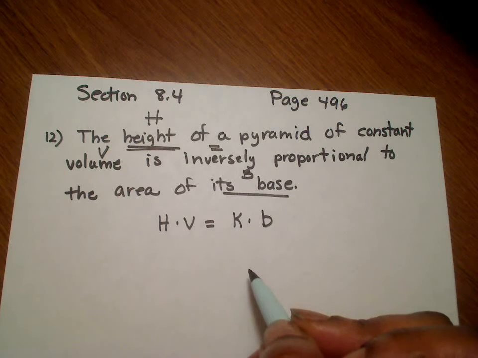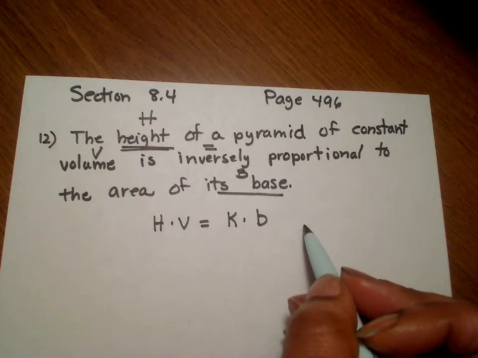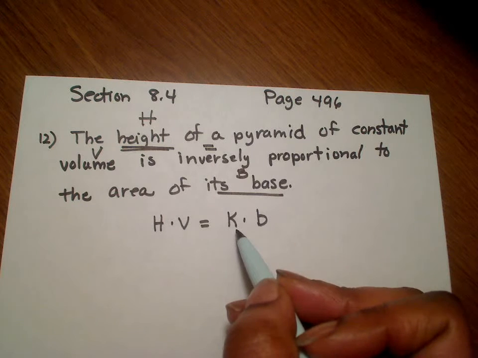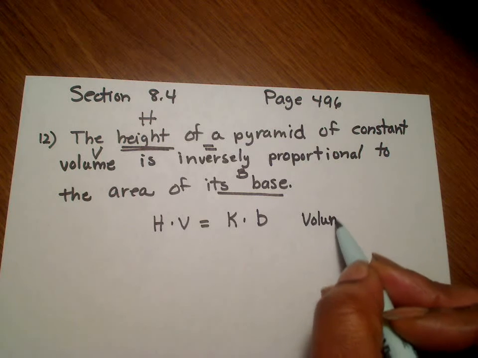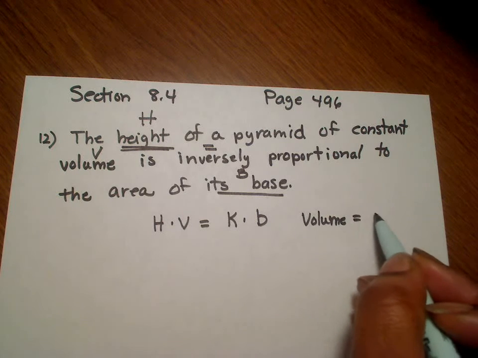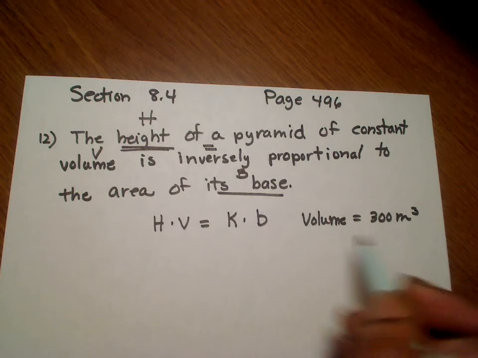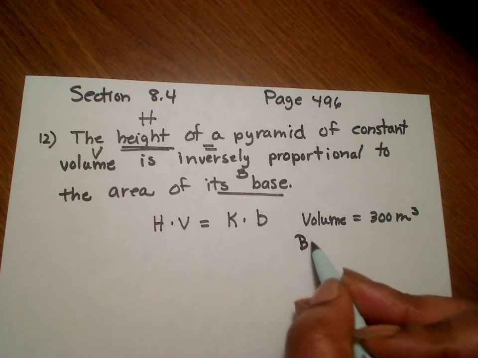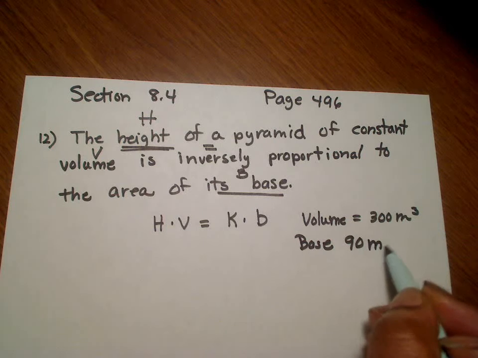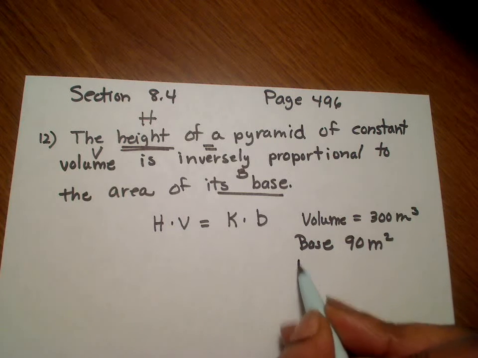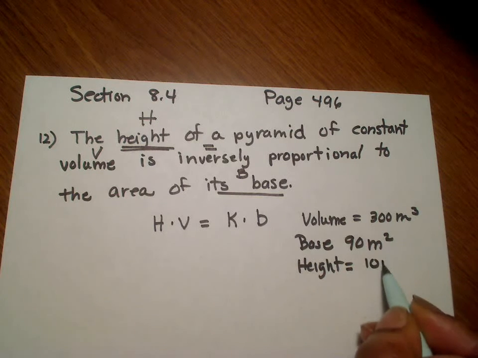Now if you take a look at the problem, the first thing we want to do, as we've done in the other problems, is we're going to first solve for k. That's always step number 1. They gave you that the volume is equal to 300 cubic meters, and then they gave you the base, and they said the base was equal to 90 meters squared. They gave you the height, and they said that's equal to 10 meters.